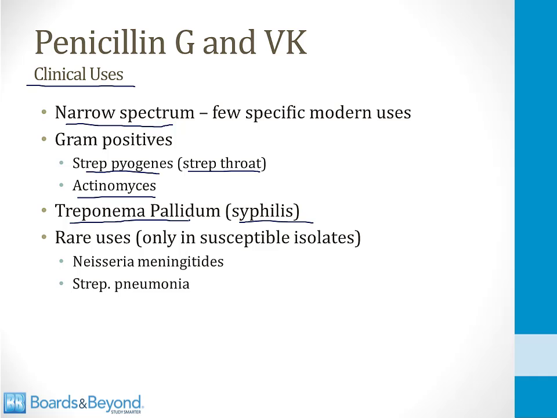And then finally, there are some rare uses of the natural penicillins which only occur in susceptible isolates. There are some strains of Neisseria and some of strep pneumoniae that are sensitive to the natural penicillins, and these drugs can be used. Now, you would never use a natural penicillin for initial therapy in a patient with meningitis or pneumonia where you don't know the bacteria that's causing the infection and the sensitivity.